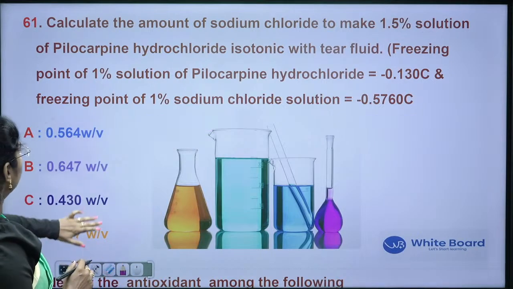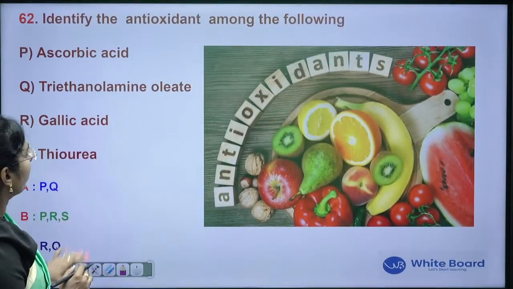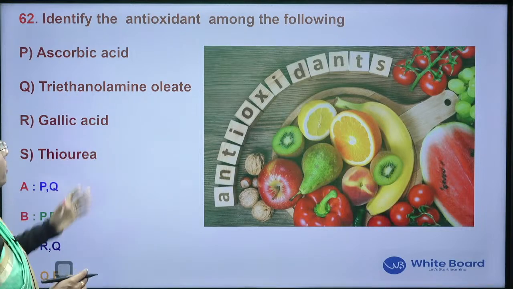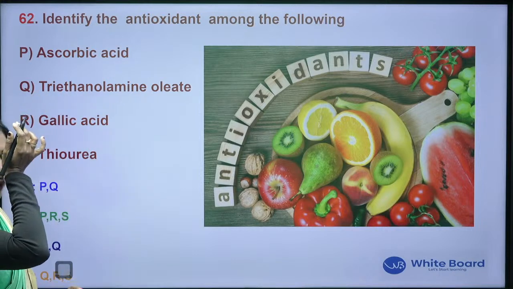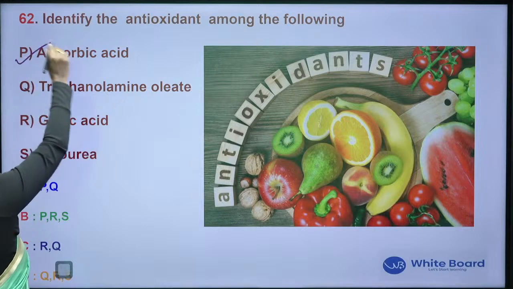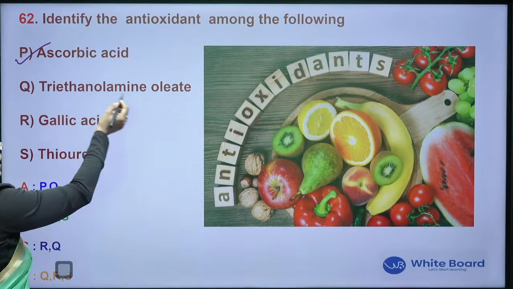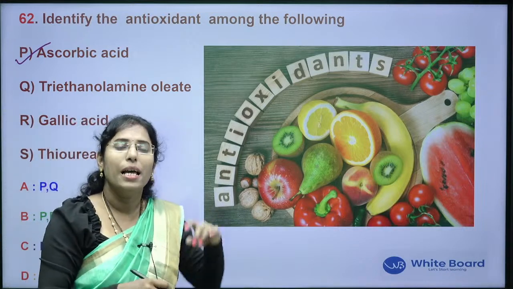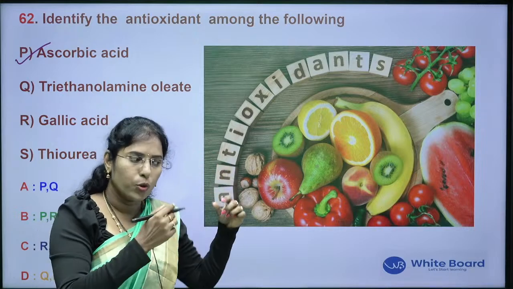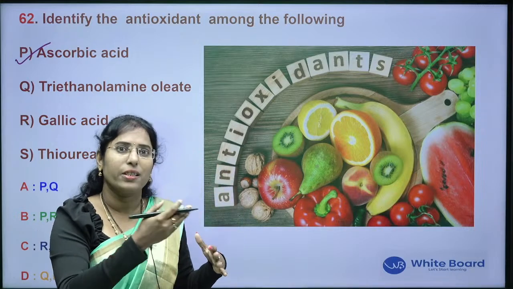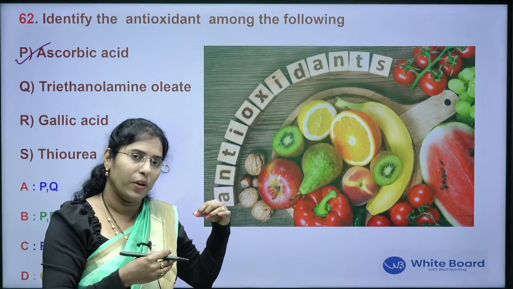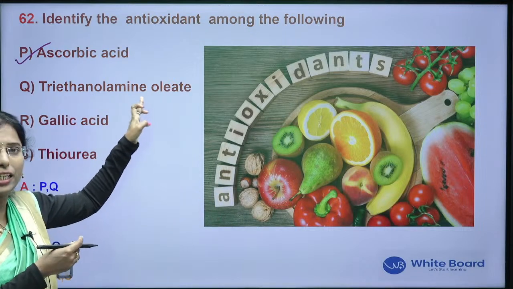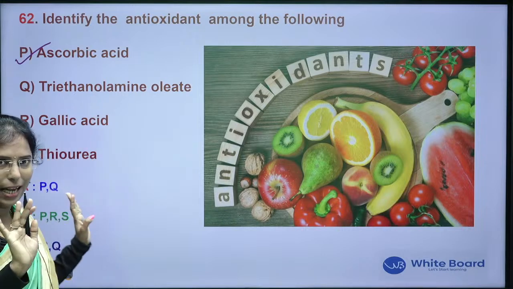Coming to the next question, 62, identify the antioxidant among the following. Here they have given options. Ascorbic acid: yes, we know ascorbic acid has antioxidant property. The next one, triethanolamine oleate, is generally used for cleaning ear wax. When we visit the ENT doctor, they remove that wax in order to have a perfect vision, and for that they use triethanolamine oleate. So it does not have any antioxidant property.